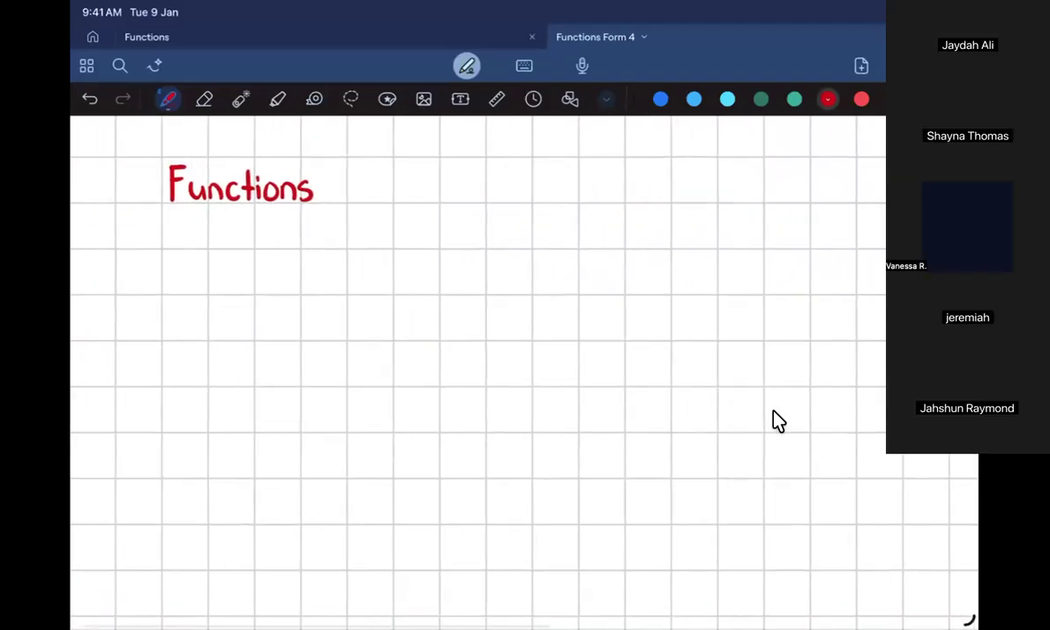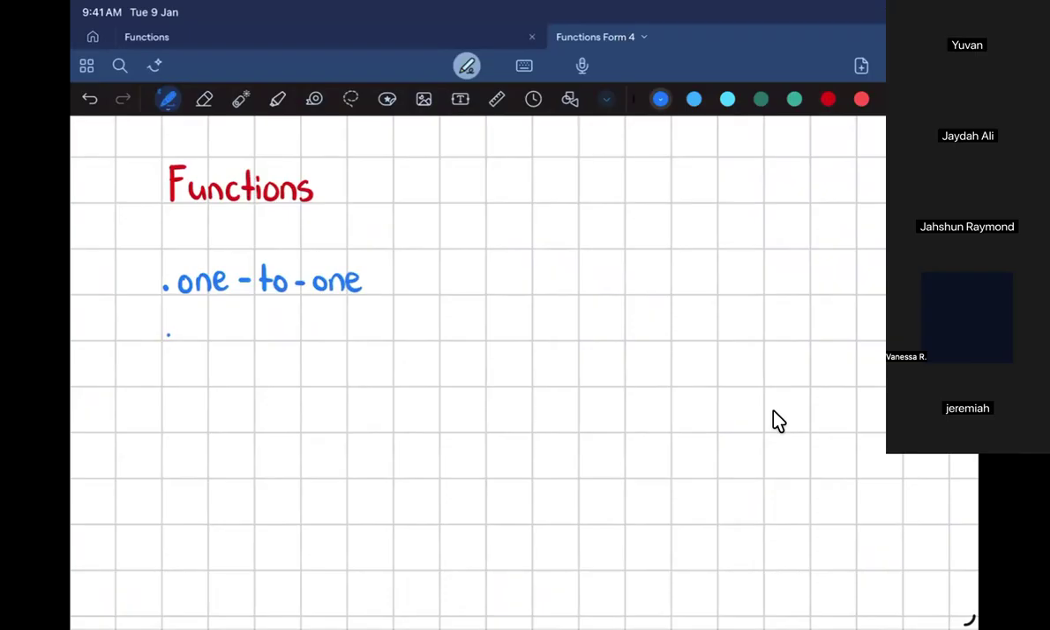Right? But instead of wood or logs, we're going to use numbers. I'm going to give you all the main types of functions you need to know. You need to know what a one-to-one function is. You need to know what a many-to-one function is.